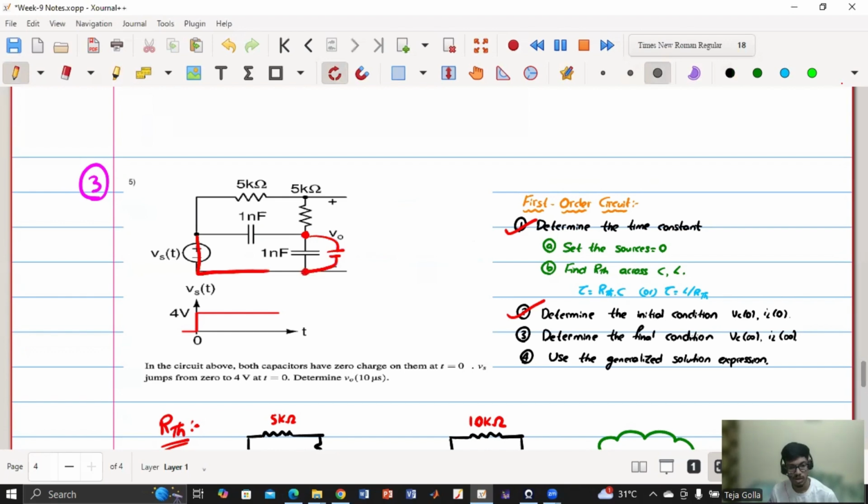Because this is a first order circuit, eventually, after simplifying the circuit, you will get only one capacitor. You will not get two capacitors. In this week, whatever circuit they give, even if they give two or three capacitors, once you short circuit the voltage sources and open the current sources, all the capacitors will come either in series or parallel. So across those two terminals, you will see a single capacitor. Across this single capacitor, I am finding the RTH.